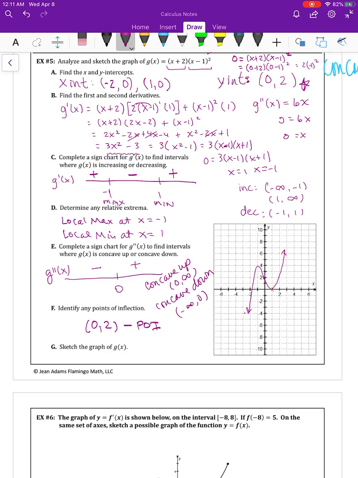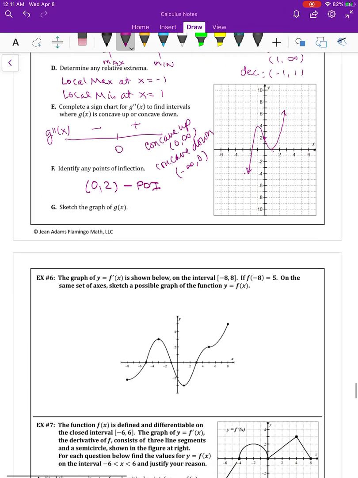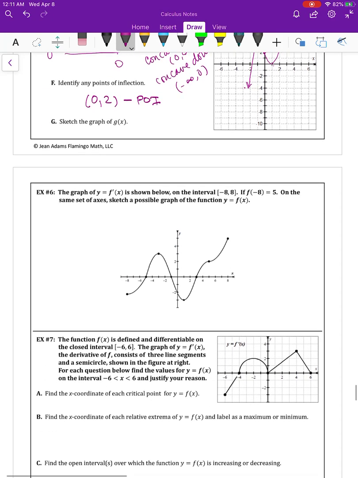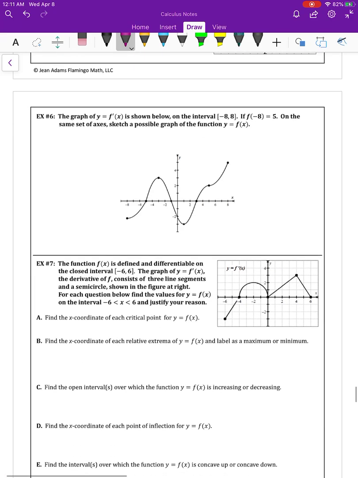It ends up being a cubic function, right? Because we have x to the second up here, times x to the first. So that gives you x to the third. All right, so now example number 6.